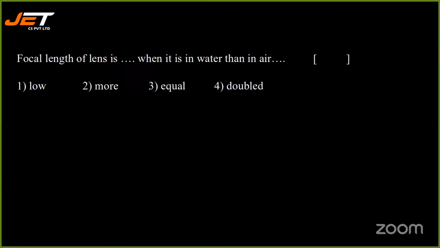So the focal length of a lens is dash when it is in water than in air. So focal length is low, or focal length is more, or is it equal, or is it double when it is in water than in air?